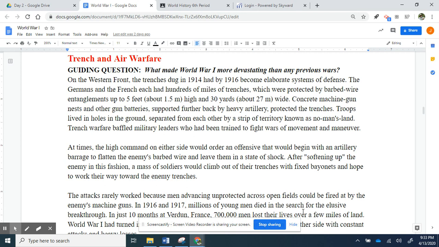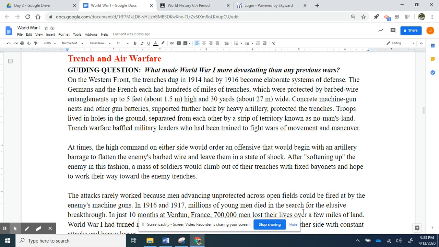Troops lived in holes in the ground separated from each other by a strip of territory known as no man's land. Trench warfare baffled military leaders who had been trained to fight wars of movement and maneuver. At times, the high command on either side would order an offensive that would begin with an artillery barrage to flatten the enemy's barbed wire and leave them in a state of shock. After softening up the enemy in this fashion, a mass of soldiers would climb out of their trenches with fixed bayonets and hope to work their way toward the enemy trenches.